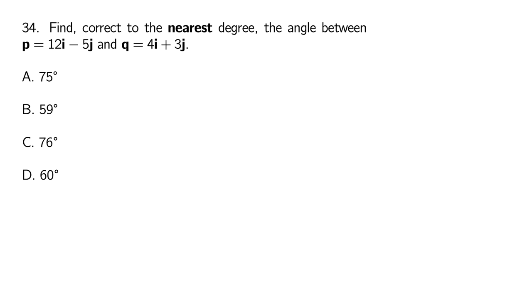The next problem is 34. Find, correct to the nearest degree, the angle between P equals that and Q equals that. Now these numbers are really interesting. They should ring a bell because they result from very famous triangles. There is the 3 4 5 triangle.